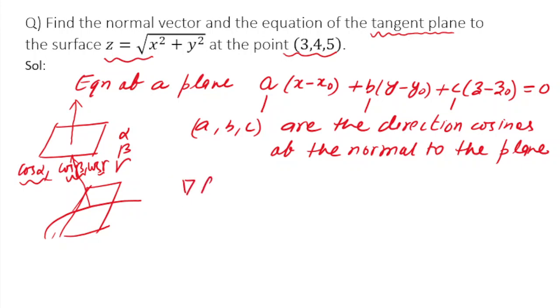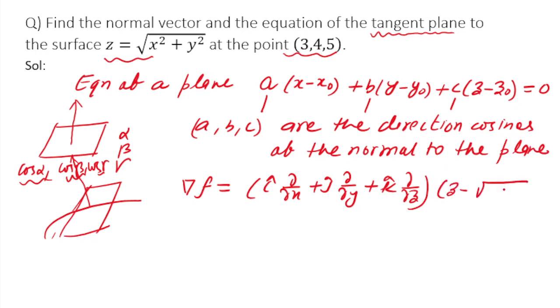And how can we find the normal to the surface? By using the concept of gradient, del f. So I calculate i del by del x plus j del by del y plus k del by del z, and the surface we have can be written as z minus under root x square plus y square. Okay, let us evaluate it. It is very easy to evaluate.